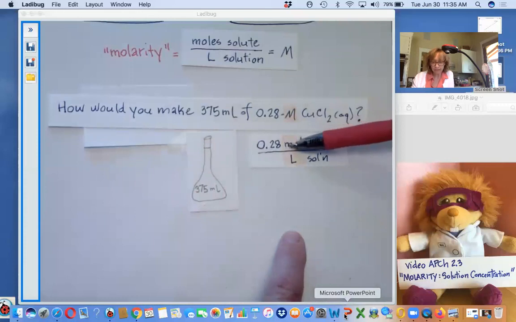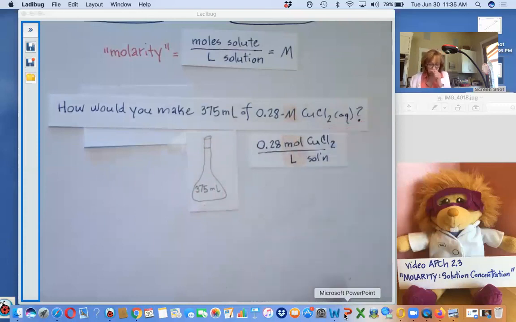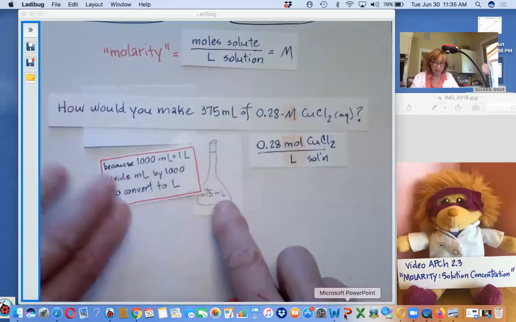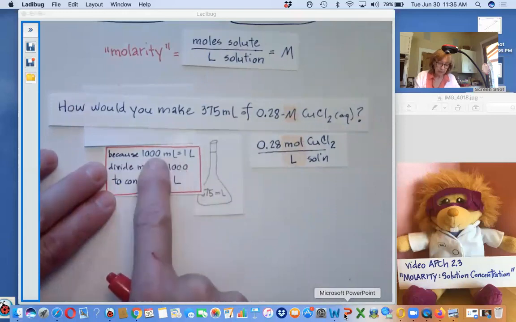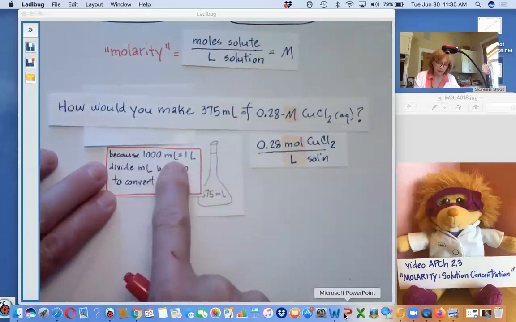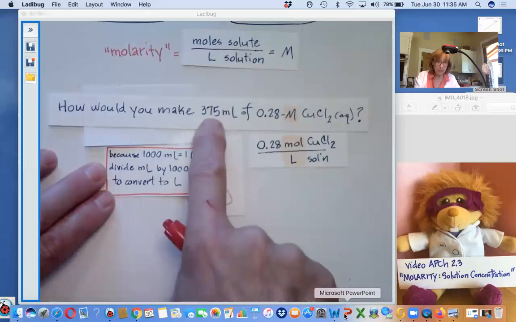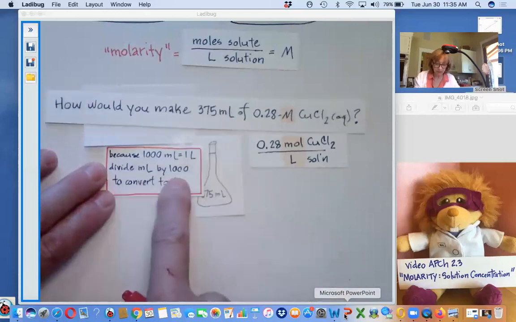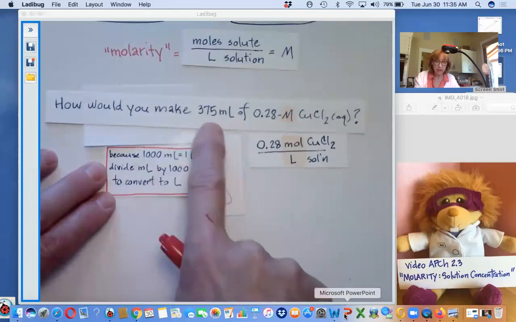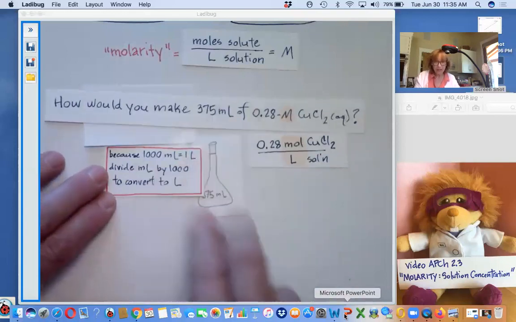Okay, I am asked to make 375 milliliters of the solution, and I know I want to end up with this molarity. All right, so the first thing I'm going to do is remind myself of this equivalence. 1,000 milliliters is the same thing as a liter. So if I'm given milliliters in the problem, all I have to do is divide it by 1,000 to convert it into liters. And you can do that in your head.